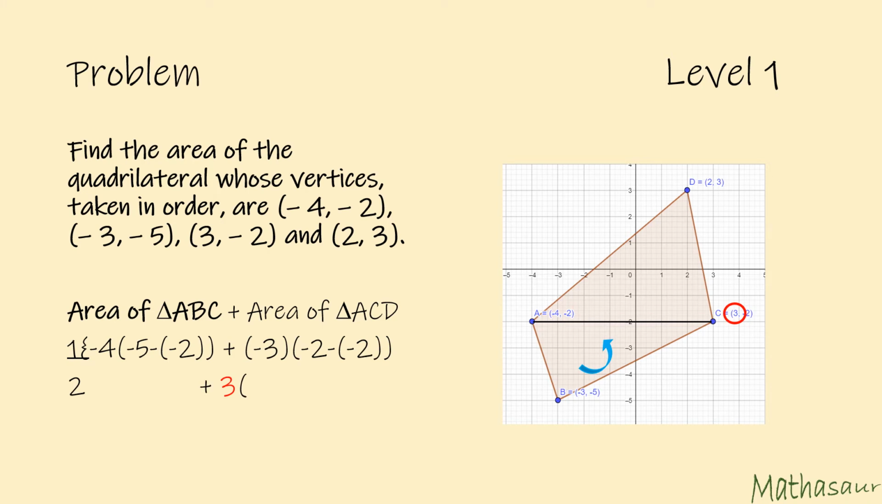Let us move to point C. So the x coordinate is 3 times. Look at the y coordinates in the anti-clockwise direction. So you get -2 minus -5. Let us solve.